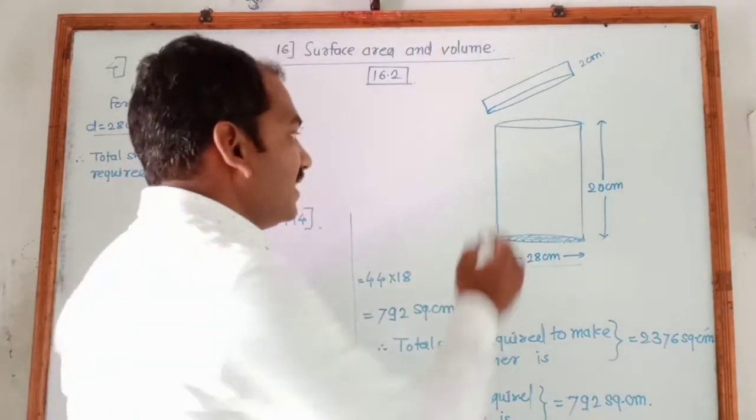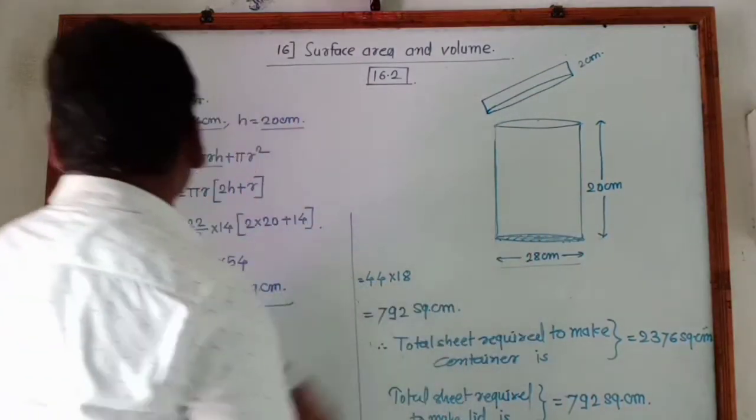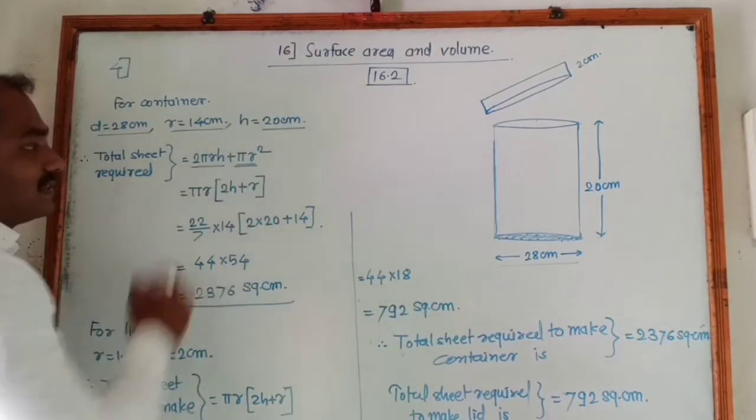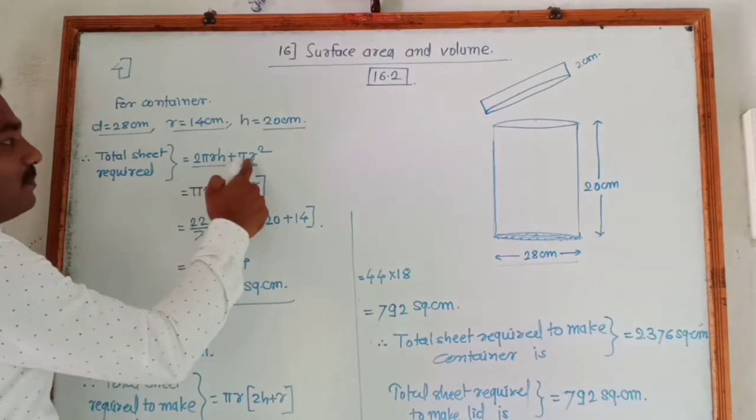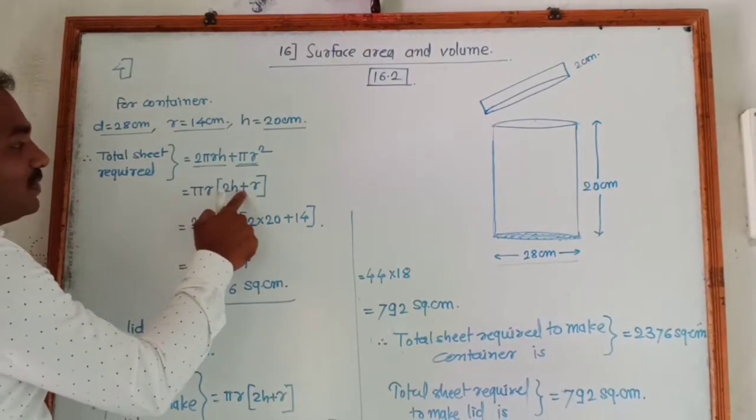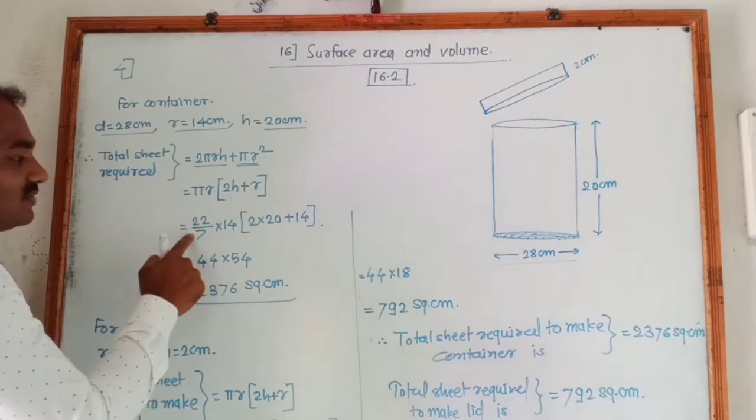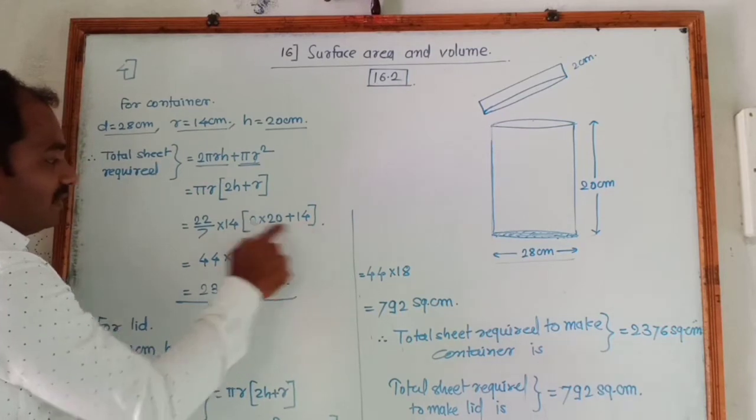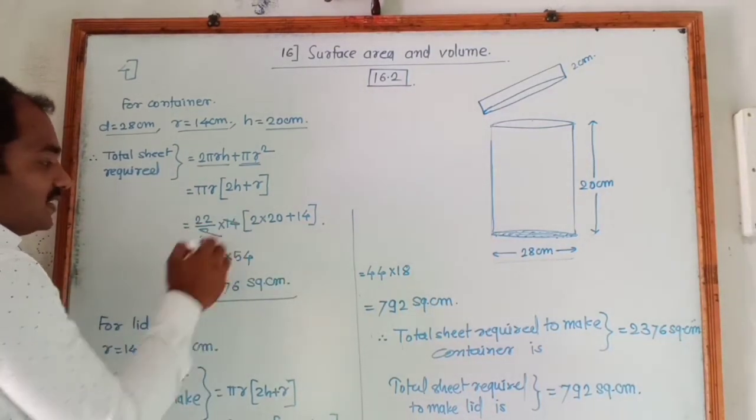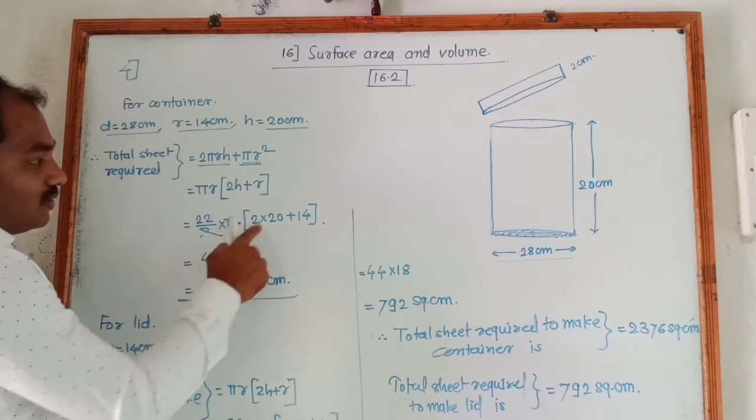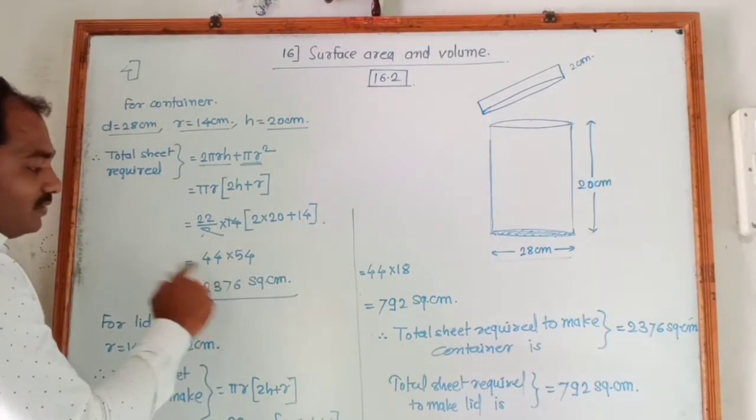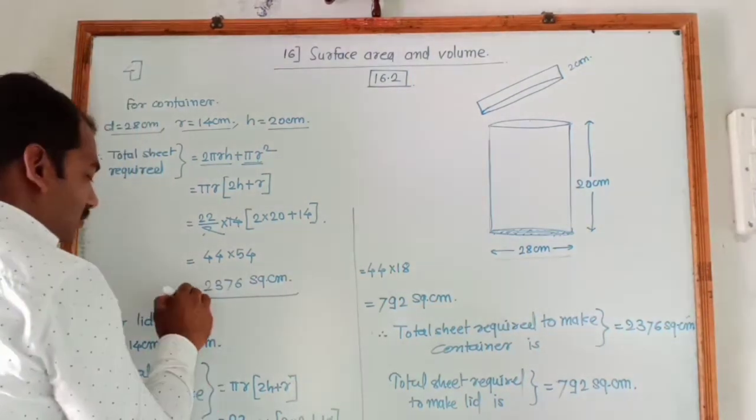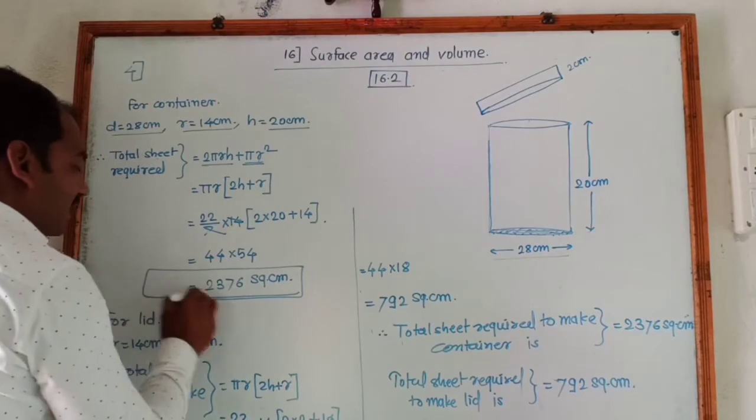of the cylinder, that is this curved surface area, and the area of base, that is pi r square. So what is common here, that is pi r. So pi r into the bracket twice h plus r remains. Put the values. r is 14, h is 20, r is again 14. As we solve this, 7 2s are 2, that is 44 into this bracket 54, and when we multiply, 2376 is the total sheet required to make the container.